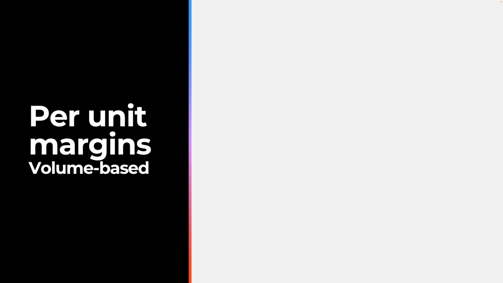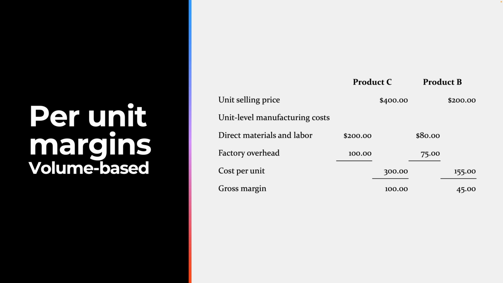We can now look at per unit margins for a volume-based system. Again, we'll list a bunch of pertinent information. We'll start again on the right with product B. Product B had a unit selling price of $200, direct materials and labor of $80, and we just calculated the overhead per unit to be $75. That's a cost per unit of $155 for a gross margin of $45 a unit.